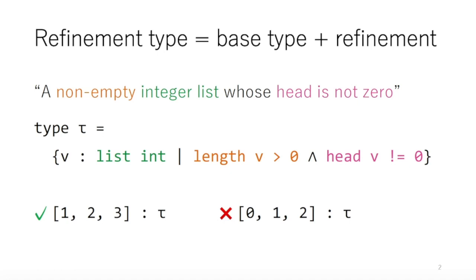As an example, suppose we would like to define a type tau representing a non-empty list of integers whose head is a non-zero number. Such a type can be represented as a refinement type whose base type is list int and whose refinement is a conjunction of the non-empty and non-zero head requirements. Under this definition, a refinement type checker will tell us that list 123 is an inhabitant of type tau, but list 012 is not.